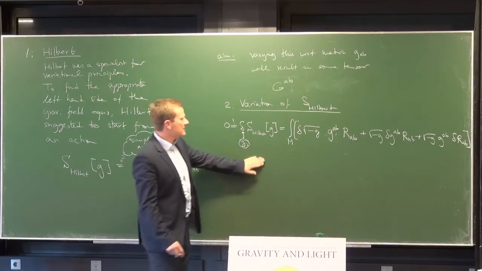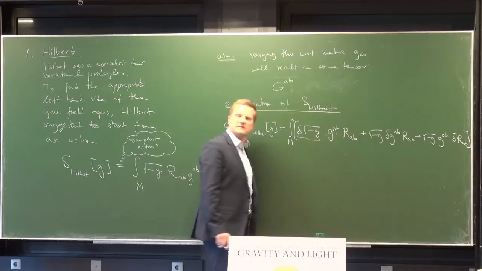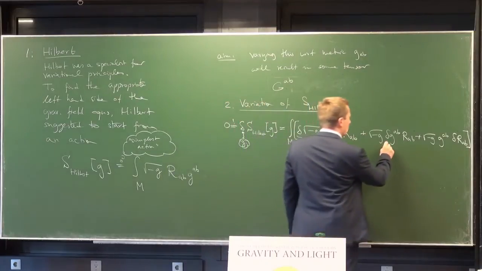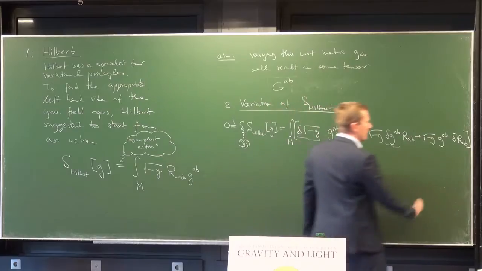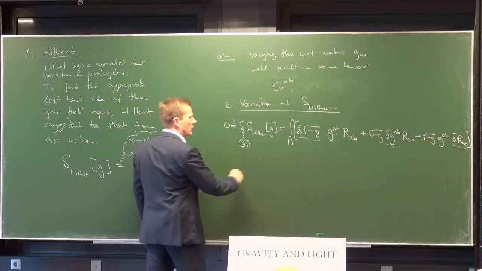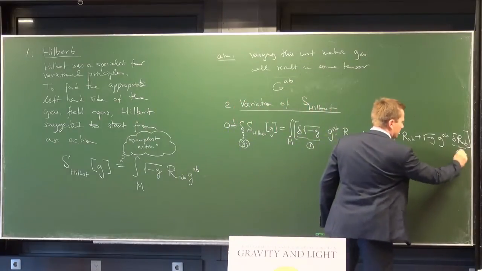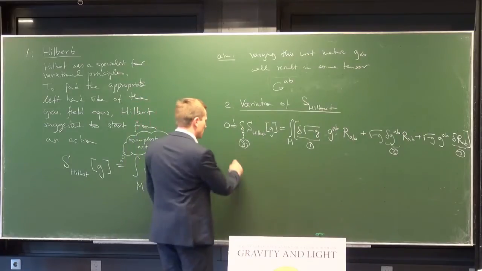Okay, so obviously we have to solve three little problems. The first one is we need to find what is the variation of the square root of minus the determinant of g, what is the variation of the inverse metric rather than the metric, and what's the variation of the Ricci tensor. Well, let's do this one by one. So let's call this term 1, term 2, and term 3. We need to get them under control one after the other. Okay, so at 1.